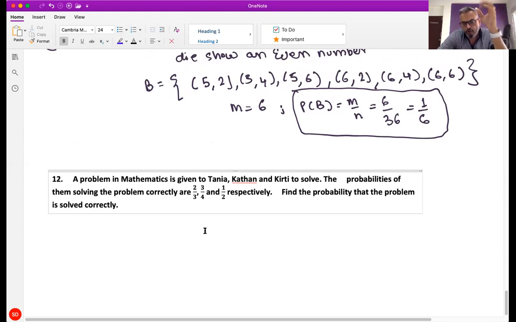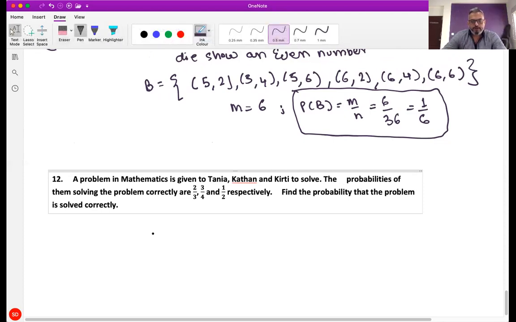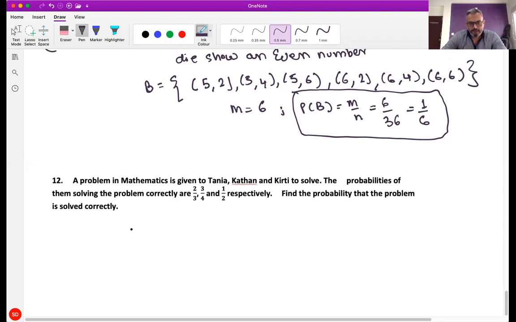Now प्रॉब्लम सॉल्व करना है, तीन लोग प्रॉब्लम सॉल्व करने का कोशिश कर रहे हैं। वो तीन लोग हैं तानिया, कथन और कीर्ति। अब प्रॉब्लम सॉल्व होना चाहिए, यानी आइदर तानिया सॉल्व्स और कथन सॉल्व्स और कीर्ति सॉल्व्स और दोनों और तीनों में से कोई दो या तीनों। So here we will use either A or B or C or A and B or B and C or A and C or all of the three.